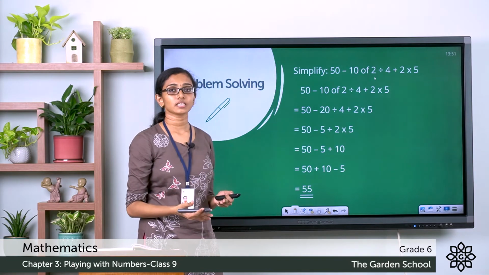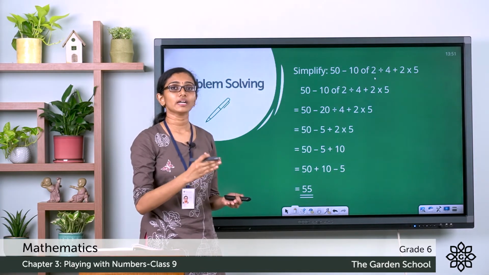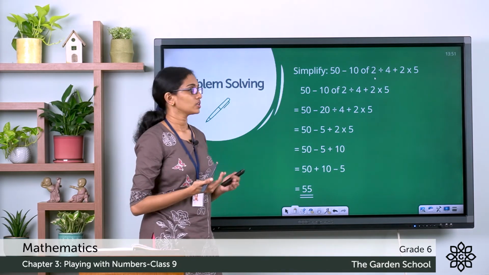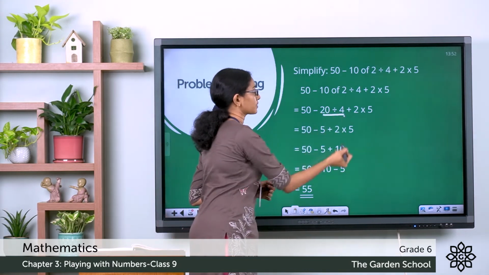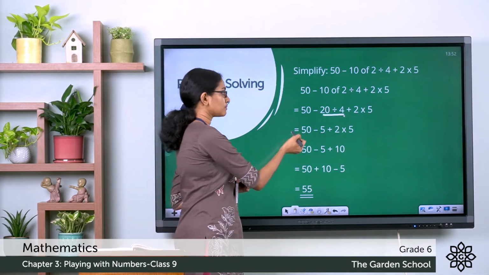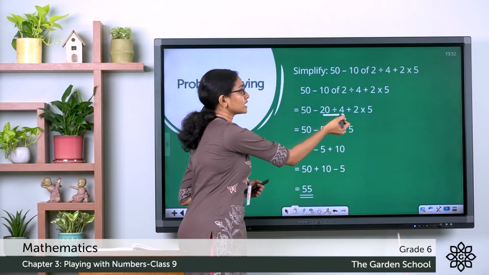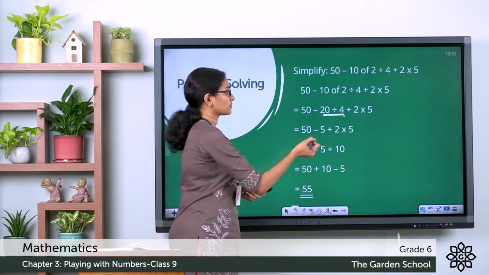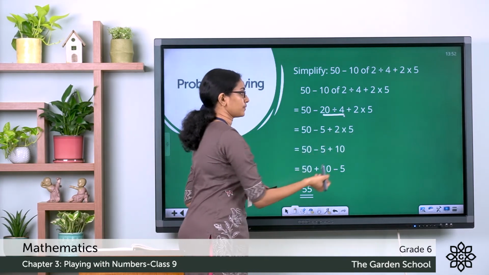What comes next? BODMAS, brackets, of, division. Now the next part to be done is the division part. So where is it? It is here, 20 divided by 4. So let's do that part. So the statement becomes 50 minus 20 divided by 4, which is equal to 5. So it becomes 50 minus 5 plus 2 into 5.